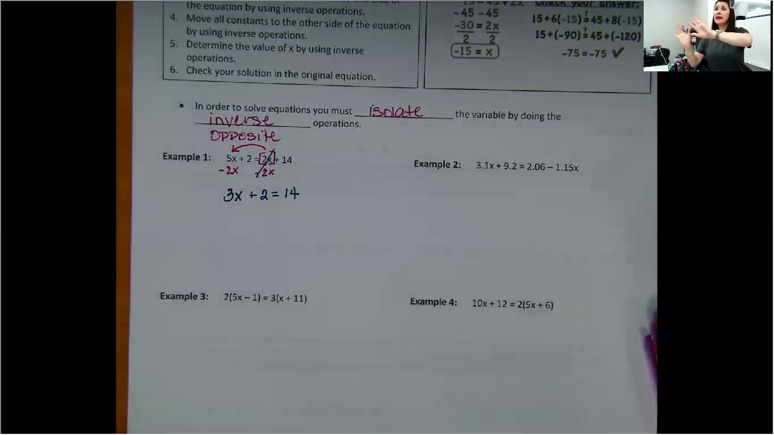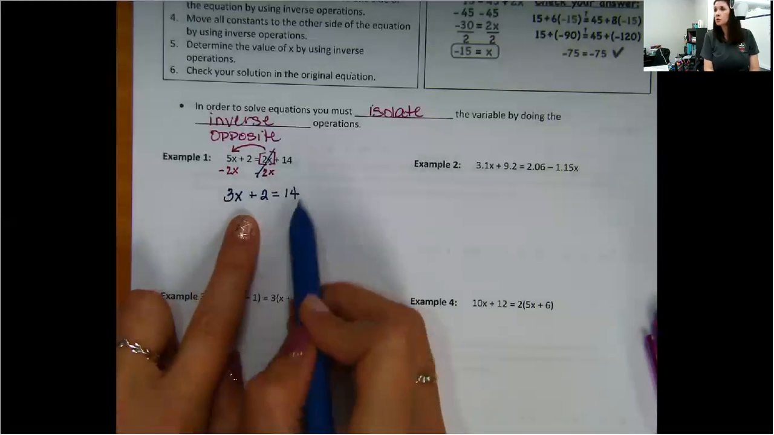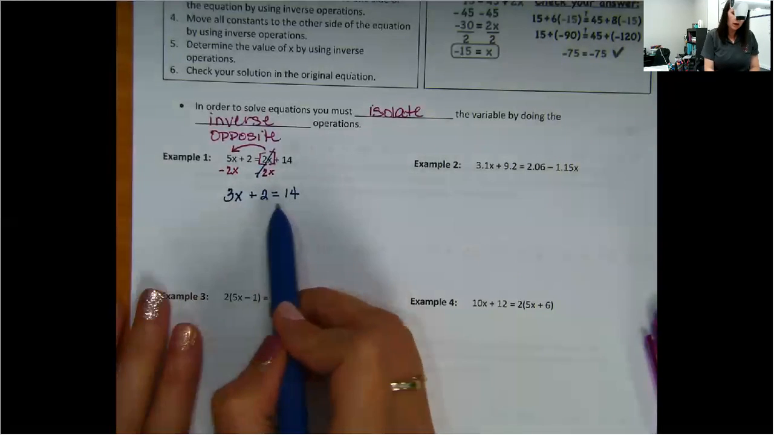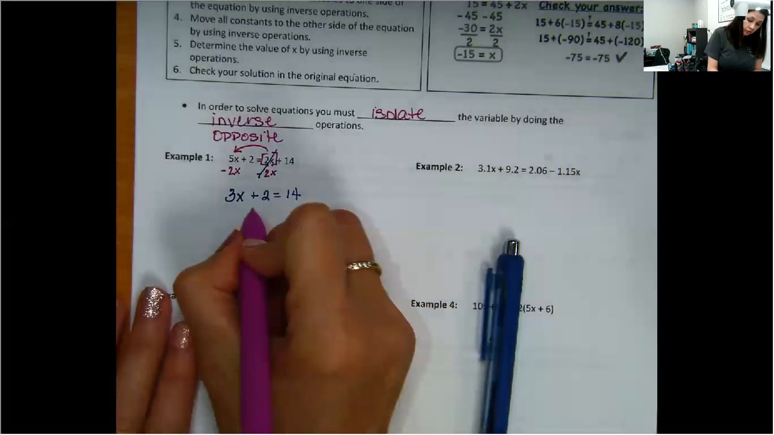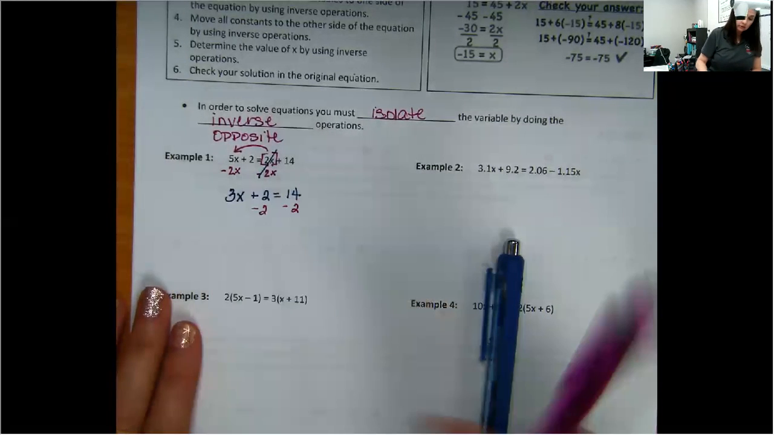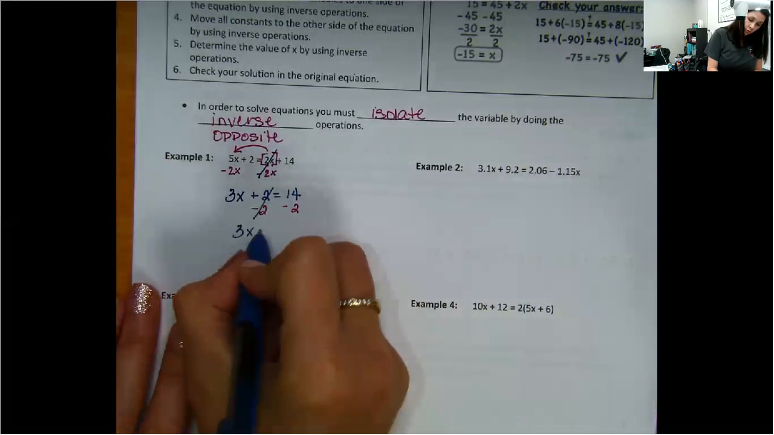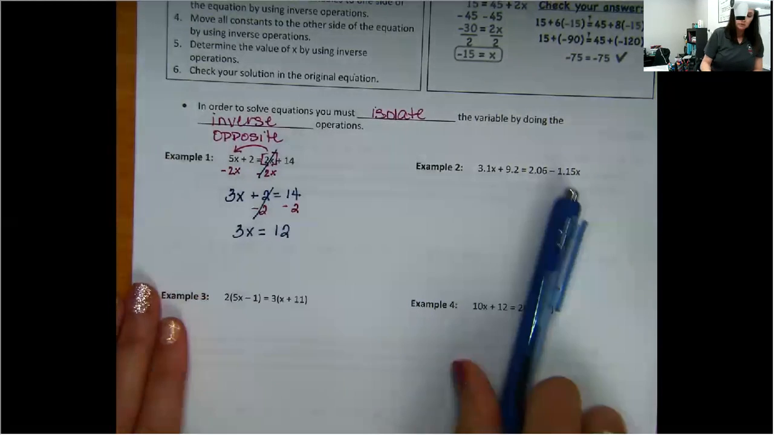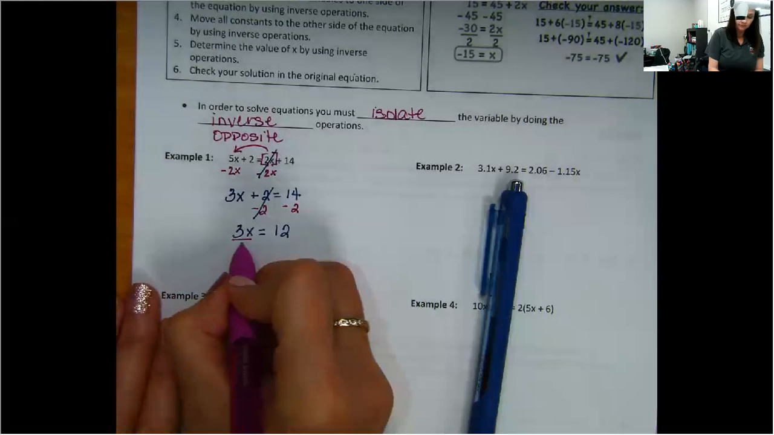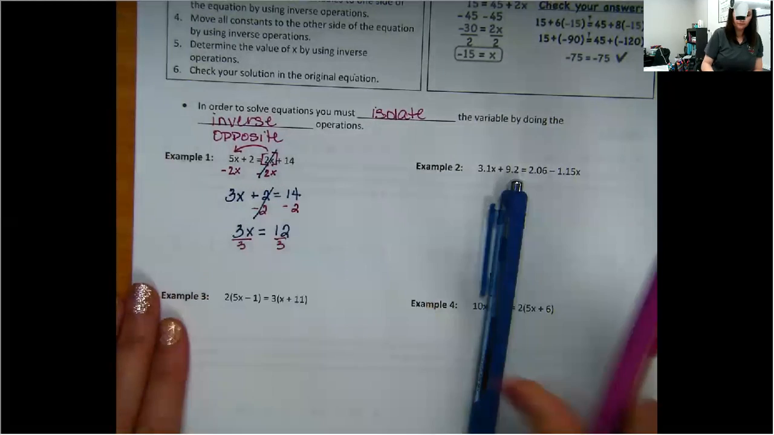Okay, so now after I have moved 2x over, I have all my variables on one side. Now I'm going to take my constants and move those all over to the other side, which means my 2 has to move over to where my 14 is. Since it's positive, I'm going to subtract 2 from both sides. This cancels out. 3x equals 12. Dividing by 3, x equals 4.